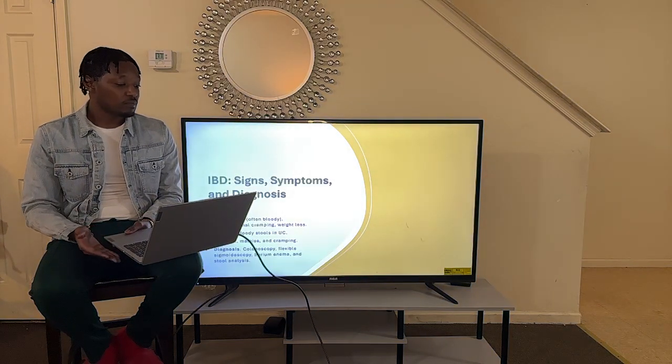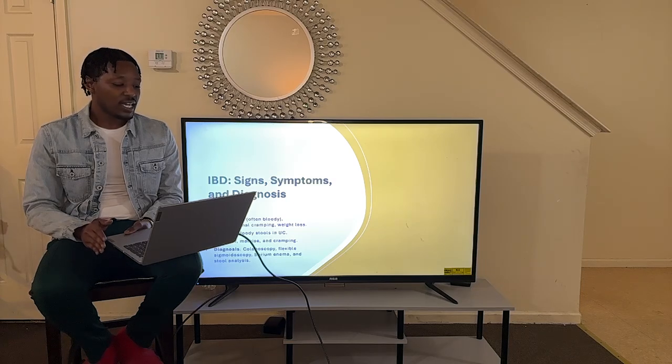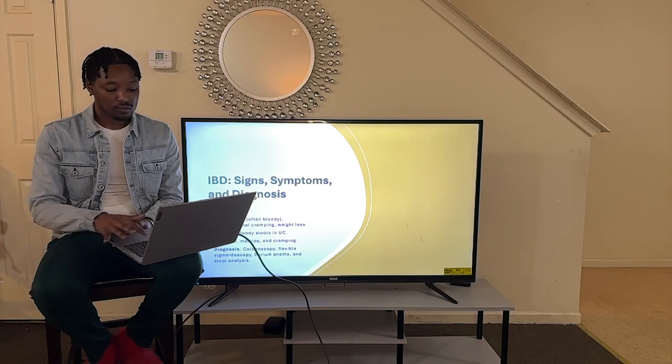Signs and symptoms include diarrhea, which is often bloody, abdominal cramping, and weight loss. More bloody stools in ulcerative colitis, and fever, malaise, and cramping. Diagnosis includes a colonoscopy, flexible sigmoidoscopy, a barium enema, and a stool analysis.